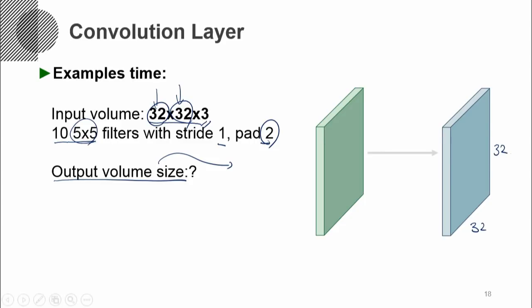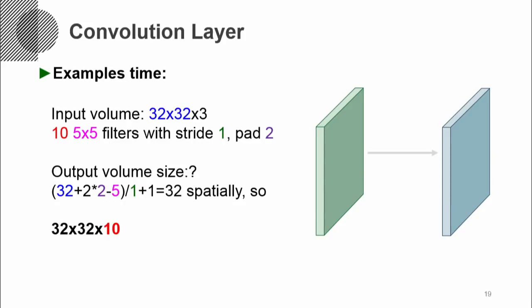right? And then we apply 10 different filters, and each filter will generate one single matrix of size 32 by 32. In terms of depth, the number of depths will be exactly 10, because each 32 by 32 matrix is generated by a different filter, and we have 10 filters in total, so the depth will be 10. So this will be our output volume size, or activation map size.